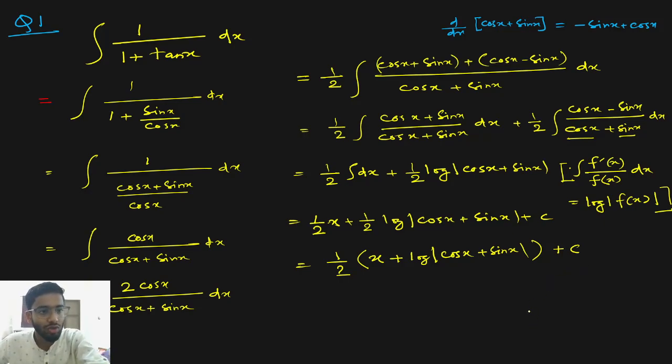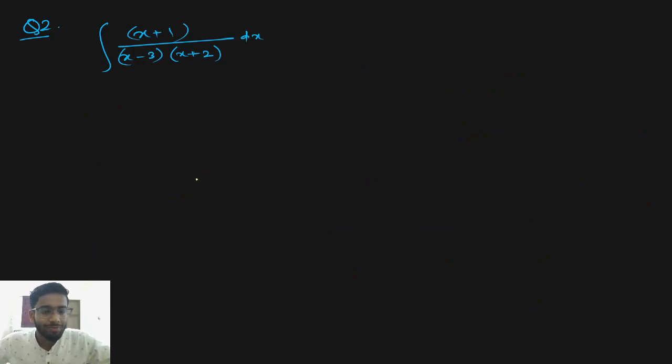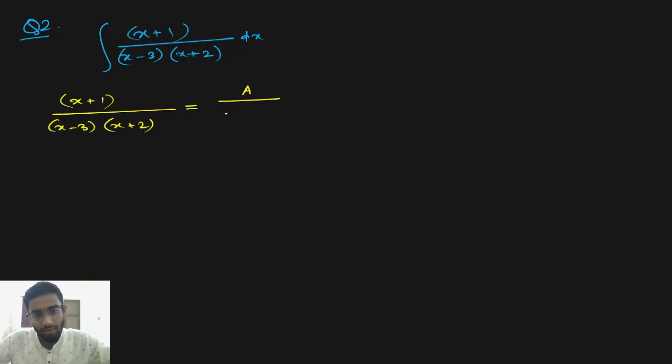Now let's move to our next question. Okay, this is our next question. This is kind of a question by which, let's take this function. Our function is x plus 1 by x minus 3 into x plus 2. We can assume that the function is capital A by x minus 3 plus capital B by x plus 2.